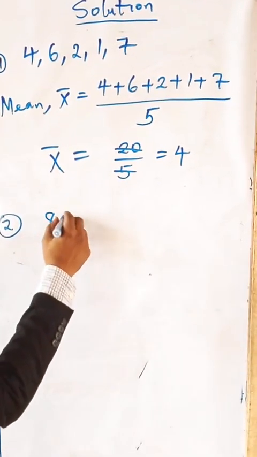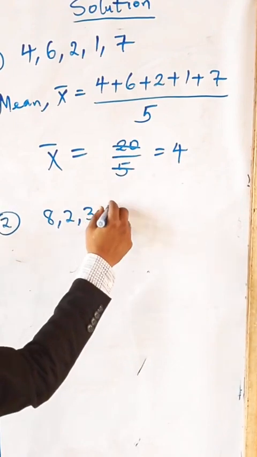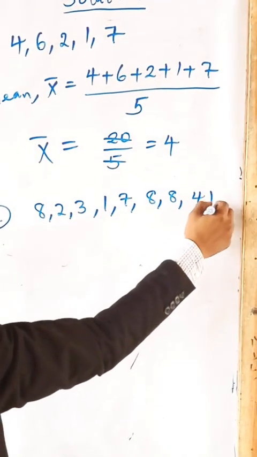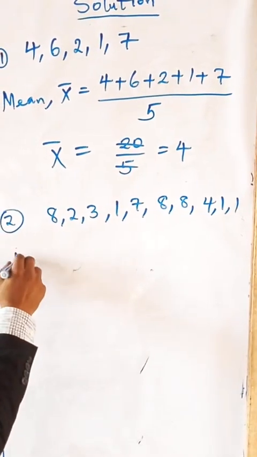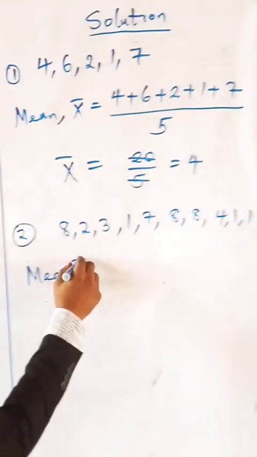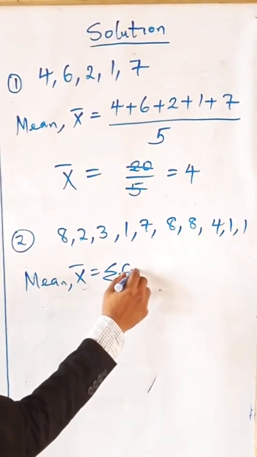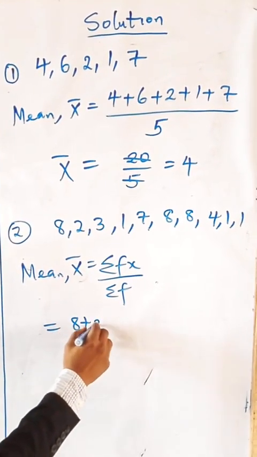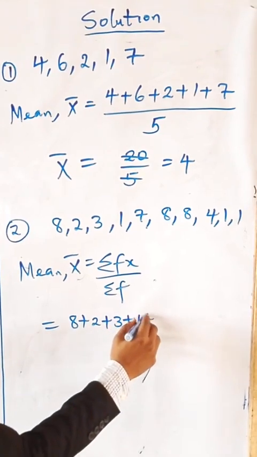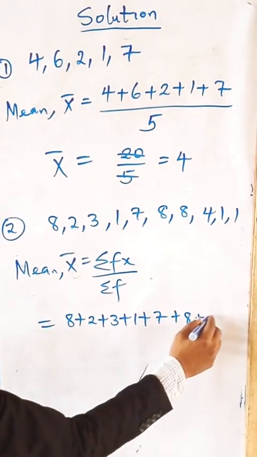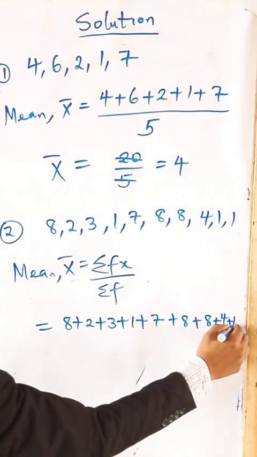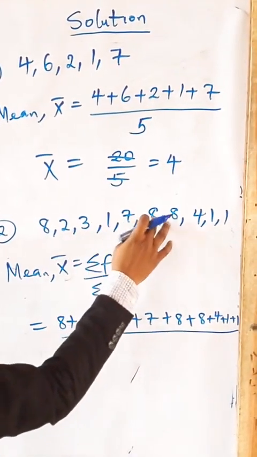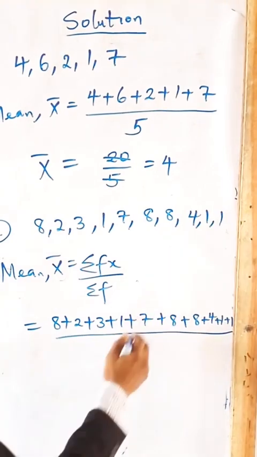Then number 2, we have 8, 2, 3, 1, 7, 8, 8, 4, 1, 1. So we are going to calculate the mean, which is s bar, which is equal to summation fs over summation f, which is equal to 8 plus 2 plus 3 plus 1 plus 7 plus 8 plus 8 plus 4 plus 1 plus 1 over 1, 2, 3, 4, 5, 6, 7, 8, 9, 10, over 10.